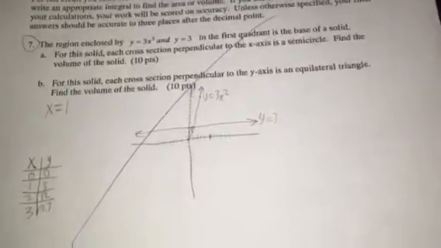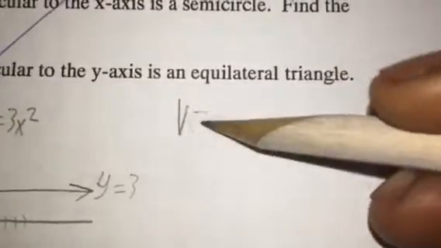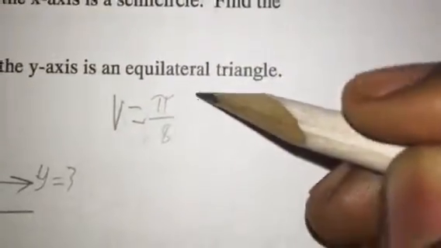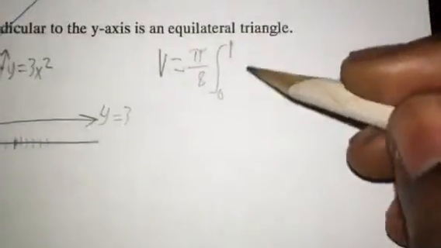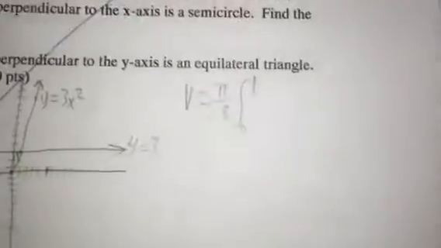First, you write the equation right here. V equals, for semicircles, it's going to be pi over 8. So let's write that right here. And then this is the integral from 0 to 1, since it's only in the first quadrant. And this is where we get stuck. So let's figure it out.